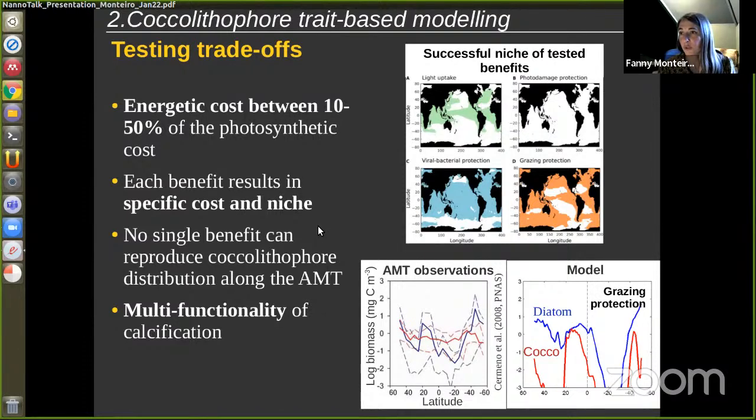The other important result we find from that testing is that no single benefit could reproduce the distribution of coccolithophore along the AMT. So what we suggest is that there's no single benefit of calcification, but probably multiple benefits of calcification. Either different species are going to have different benefits, or actually within one species, you could have multiple benefits of calcification.